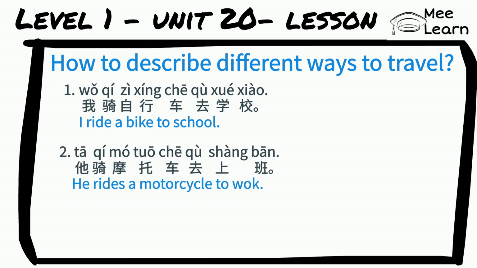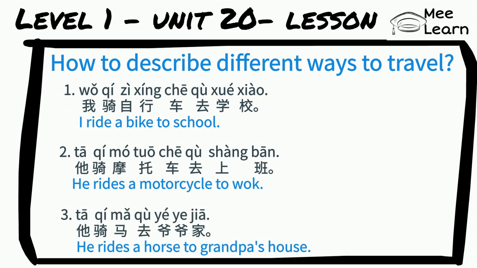他骑摩托车去上班 He rides a motorcycle to work. 他骑马去爷爷家 He rides a horse to grandpa's house.